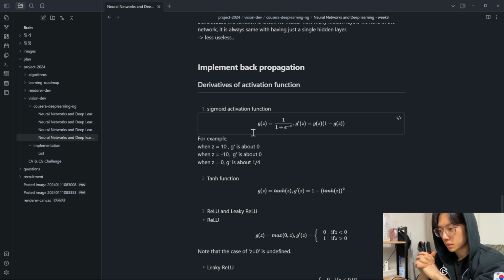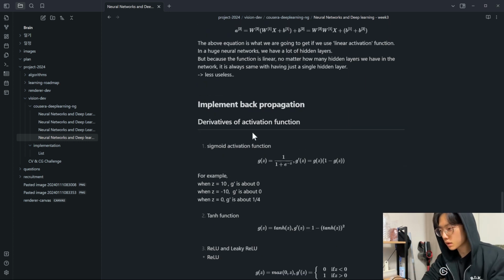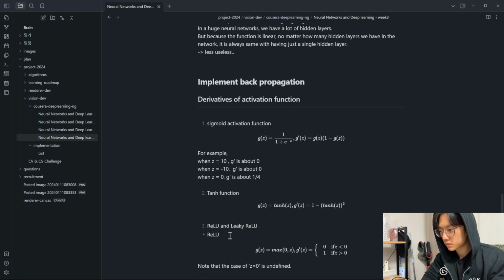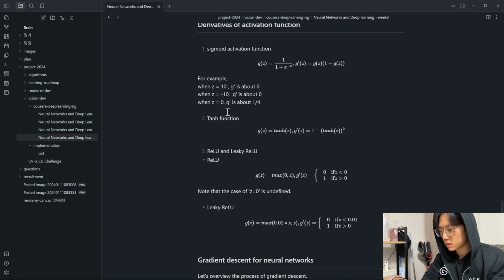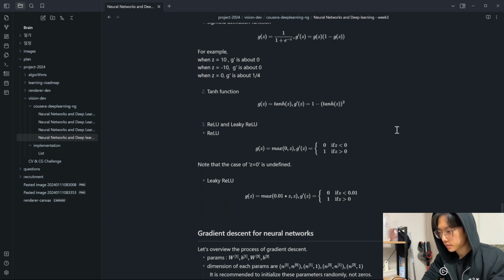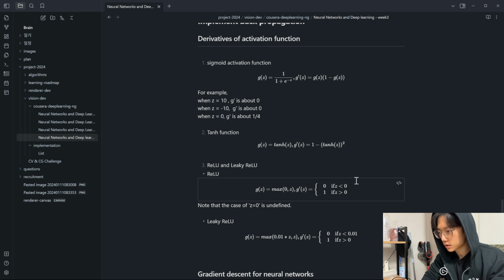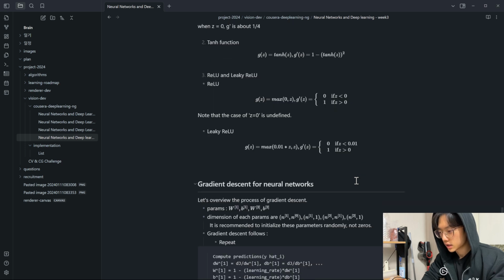First, we need the derivatives of the activation functions, based on the process of forward propagation. Here I covered the cases of sigmoid, tanh, ReLU, and leaky ReLU, these four kinds of activation functions that we derived.